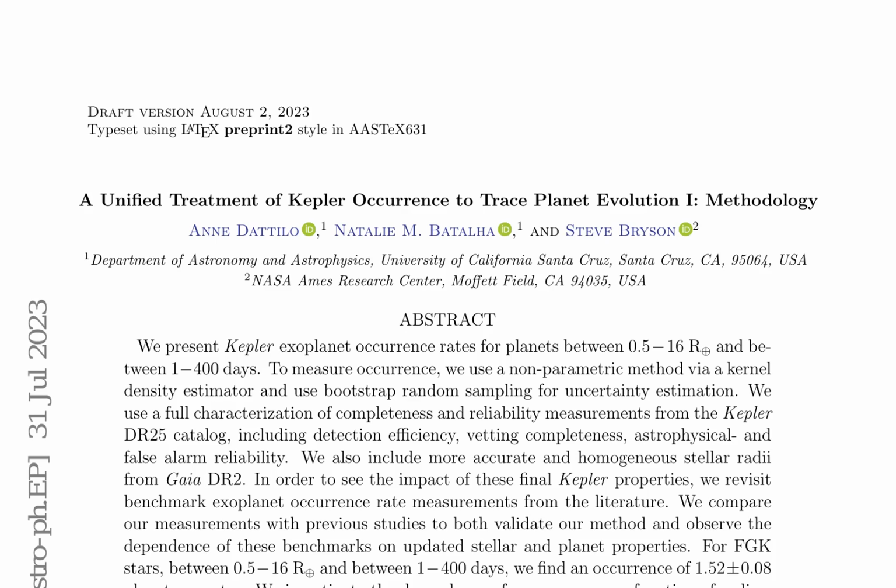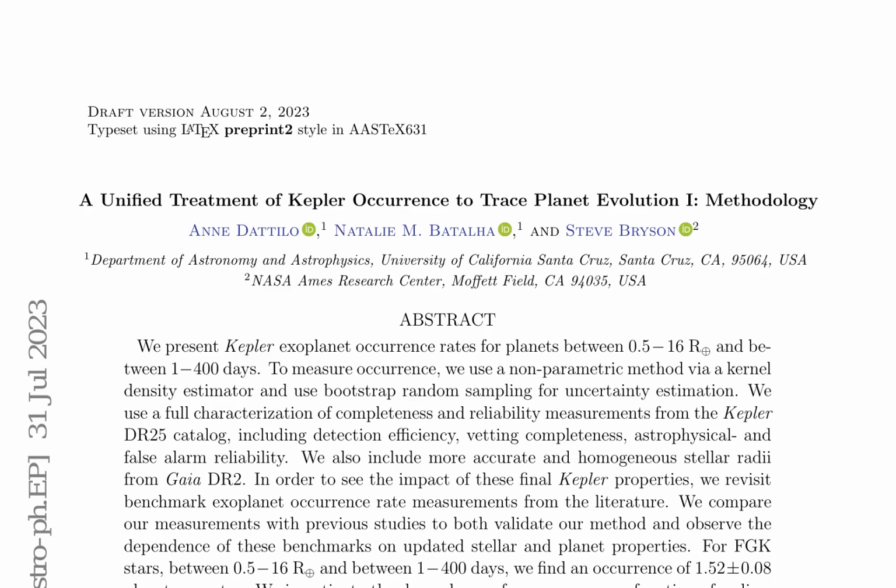The study delves into the correlation between the radius valley and stellar mass, revealing that the minimum of the radius valley occurs at a smaller radius for lower mass stars. This observation aligns with the predictions of the core-powered mass loss model, which posits that planets with lower mass cores experience more significant mass loss due to stellar irradiation.